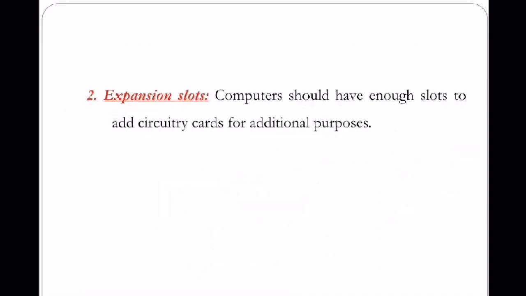Second, we have to see expansion slots. A computer should have enough slots to add circuitry cards for additional purposes. For example, if I buy a computer and want to change it into a television, does it have the additional circuit? Such a thing we call expansion slots. So we have to consider such one also.